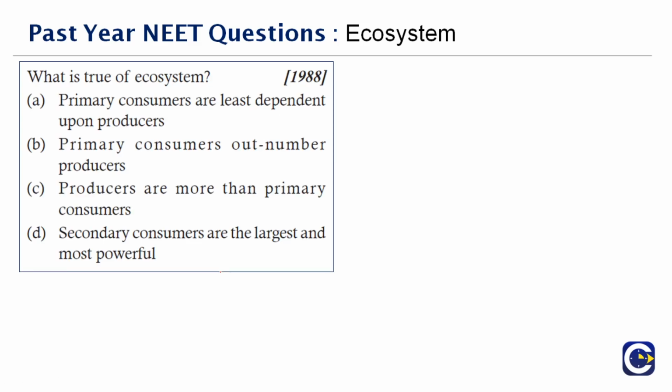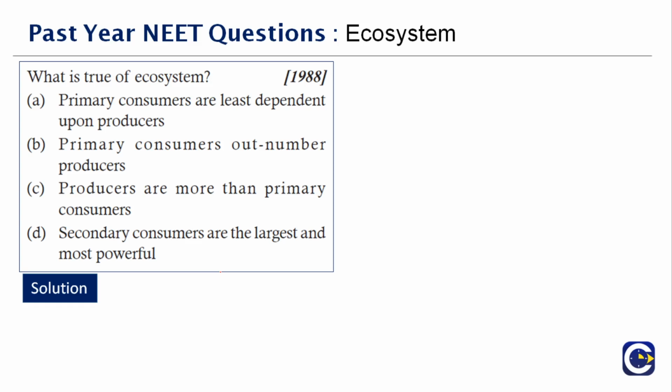Okay, next question here. What is true of ecosystem? Again, we have to analyze their statements here. Primary consumers are least dependent upon producers, wrong. Primary consumers outnumber the producers, wrong. Producers are more than primary consumers, that is right. Secondary consumers are the largest and the most powerful, wrong. Producers are required more. Okay, they are more than the primary consumers. That is only the right answer.